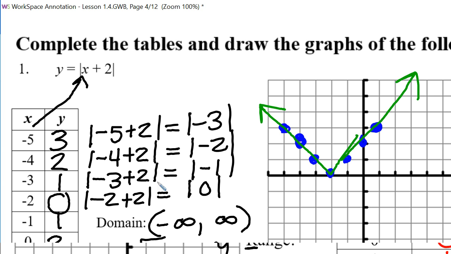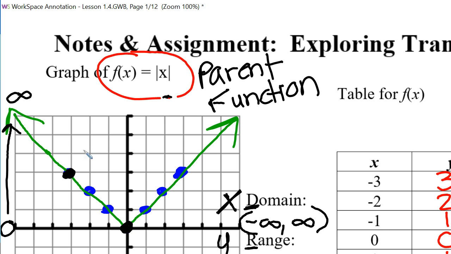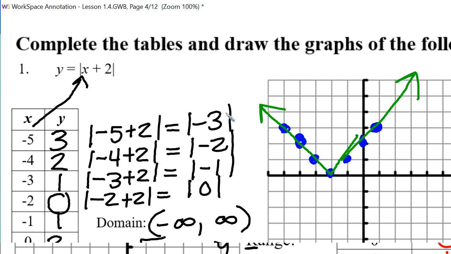So we need to compare this to the parent function. So if I go back to the parent function, remember that the parent function has its vertex at the origin. So keep that in mind. If I look back at number 1, instead of the point for the vertex being at the origin, which way did it move? To the left, how many? 2 units. So we need to say it translates left 2 units.